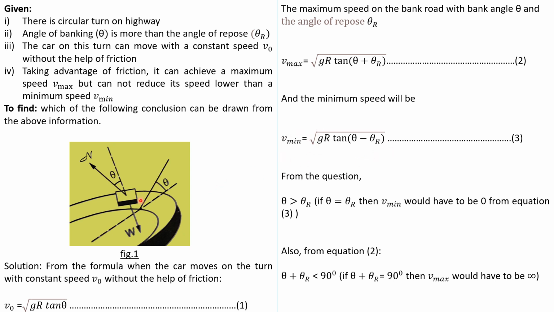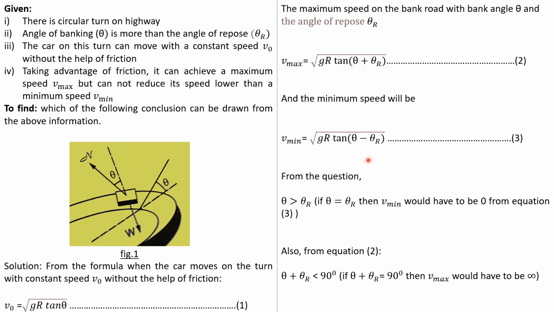Minimum will be like, when you are reducing the speed below V0, the car will have a tendency to slide inwards towards the center. So the friction force will be acting outwards. And that is from where we can get this expression. So these are the formulas.